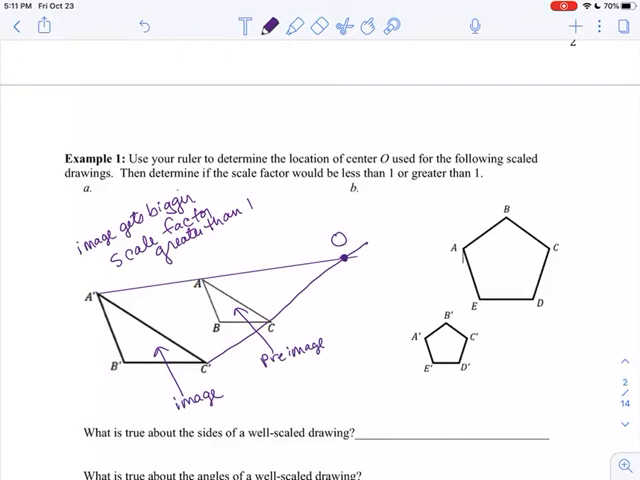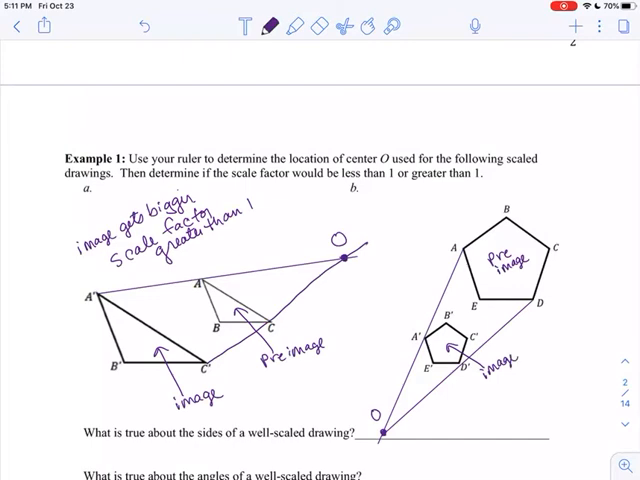So all I need to do to find that point is to connect the image and the pre-image points, and I have to do that twice. So again, I'm going to connect A and A prime, and then I'll do that again for D and D prime. You can do all of them, but there's no reason to do all of them. Sometimes it draws a line for me and sometimes it doesn't. There we go. Okay, so that point of dilation is right here at point O.